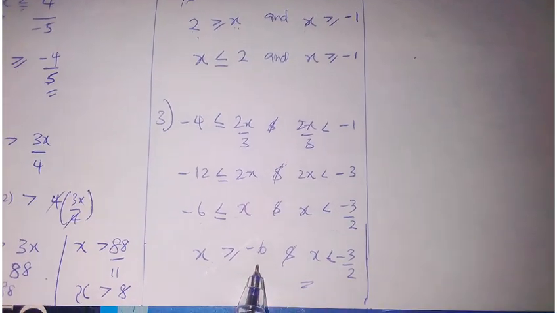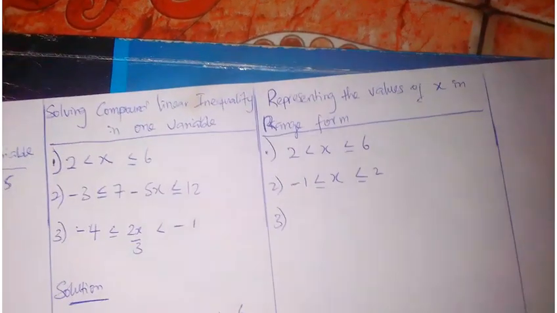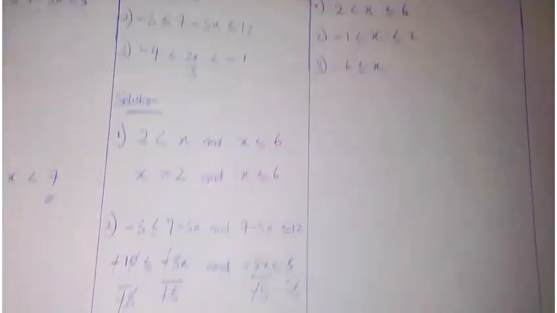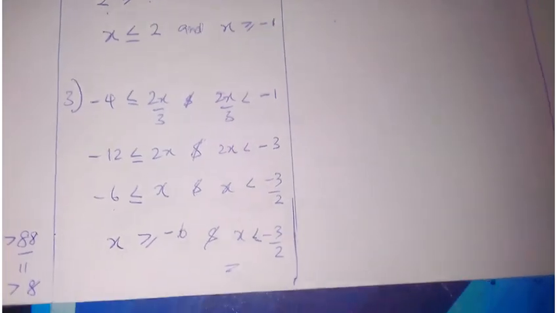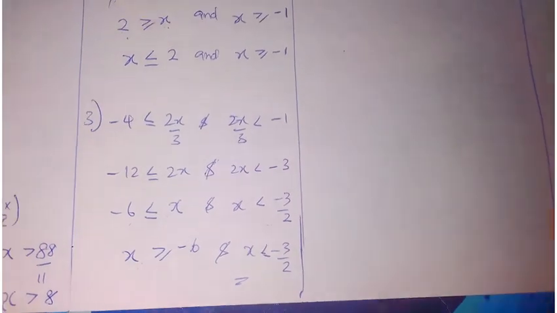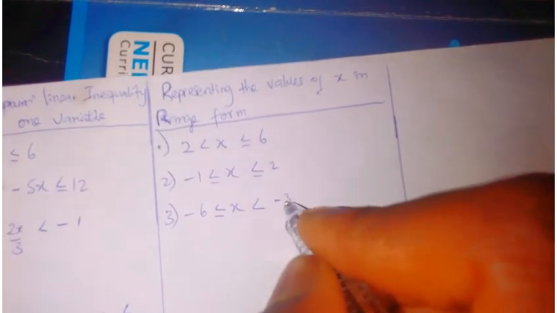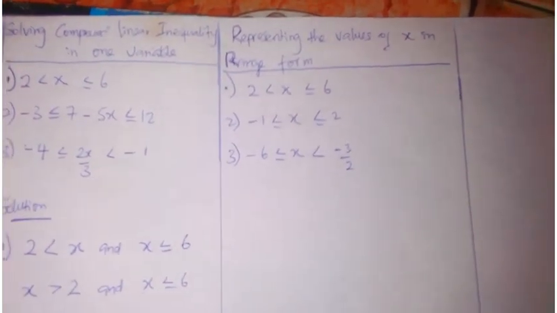Now, if this is smaller, it becomes minus 6 less than or equal to x. And then x less than minus 3 over 2. x less than minus 3 over 2. As simple as that.